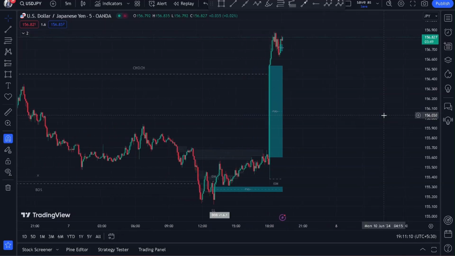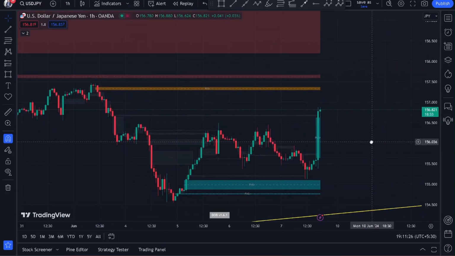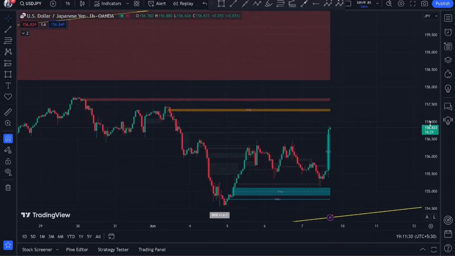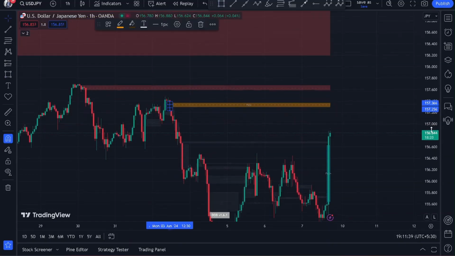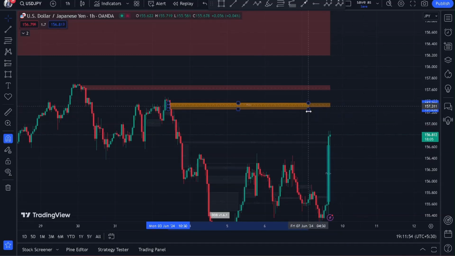So let's spot some trading ideas on USDJPY if we can. On the 1 hour chart, the only thing we can see here is that these two resistance zones, which are near each other, I think are not going to get respected anymore. On USDJPY, this zone at 157.366 is not going to get respected anymore, I guess.